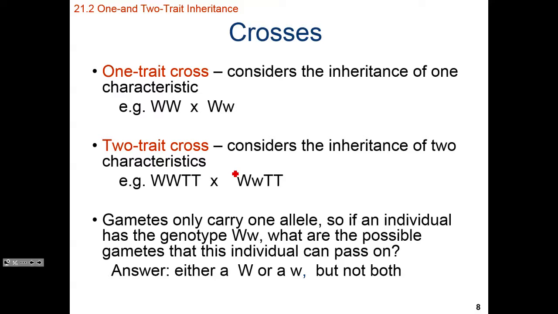On the other hand, a two trait cross looks at two traits at a time. A four trait cross, well, looks at four traits at a time. These crosses become exponentially more complicated as we add additional traits. One trait crosses are no problem. There are 4 possible outcomes. 2 trait crosses have 16 possible outcomes. 3 trait crosses have 64 possible outcomes. So it's 4 to the nth power in terms of the number of outcomes that can occur. So it becomes very complicated very quickly.